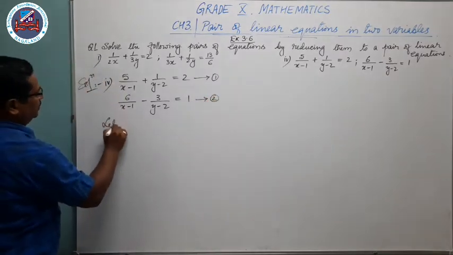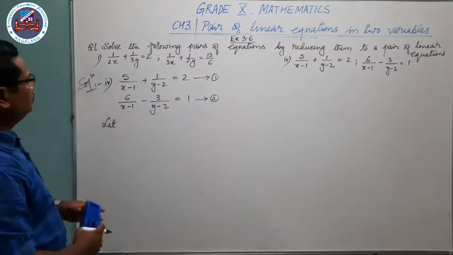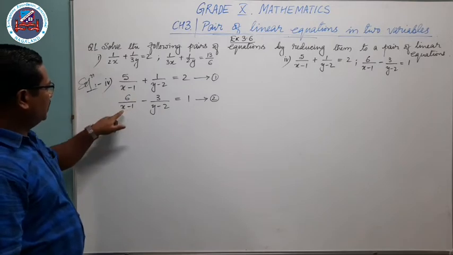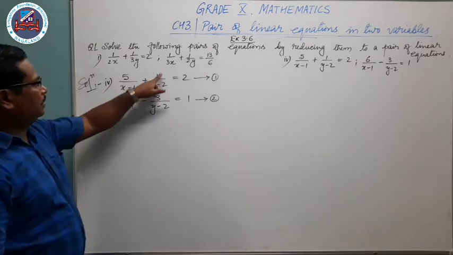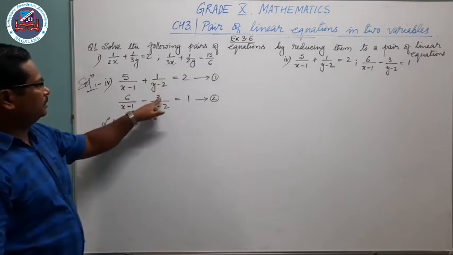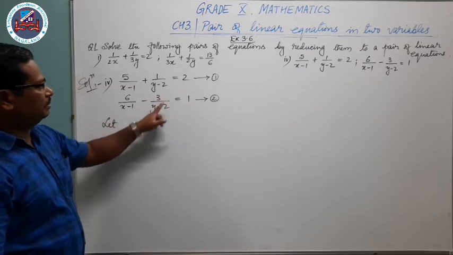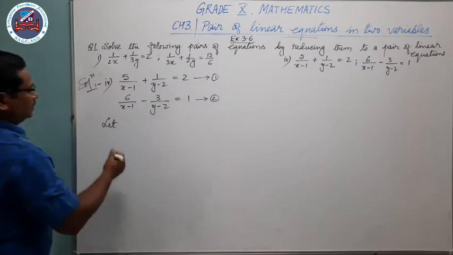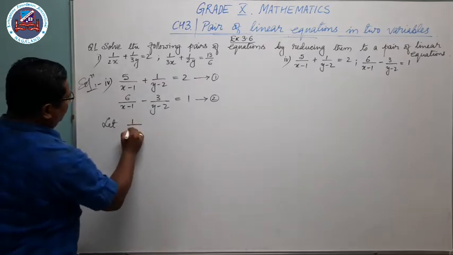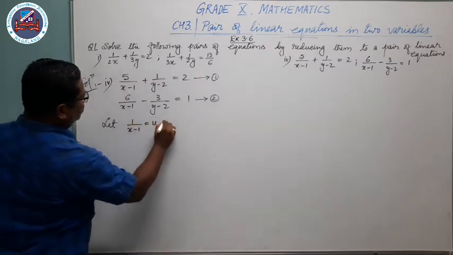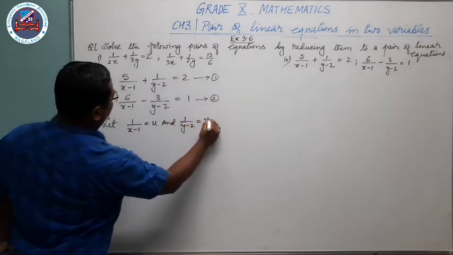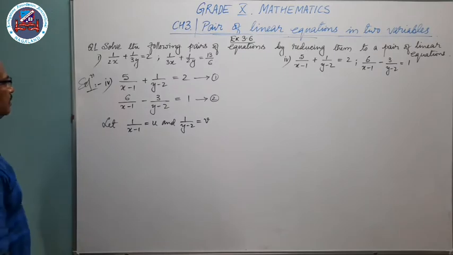Here, see the common terms. This is 1 by x minus 1. Here also 1 by x minus 1. Here 1 by y minus 2. Here also 3 into 1 by y minus 2, where 1 is the multiplicative identity. These are the common terms you have. So let 1 by x minus 1 be equal to u and 1 by y minus 2 be equal to v. You take it like this.